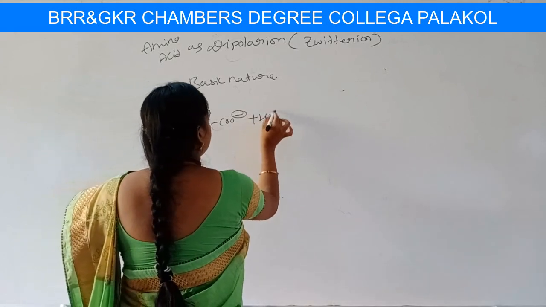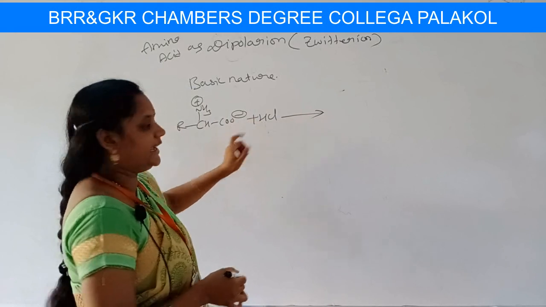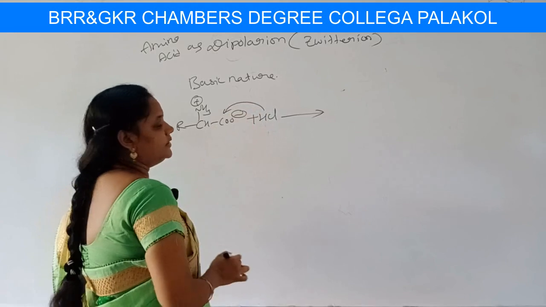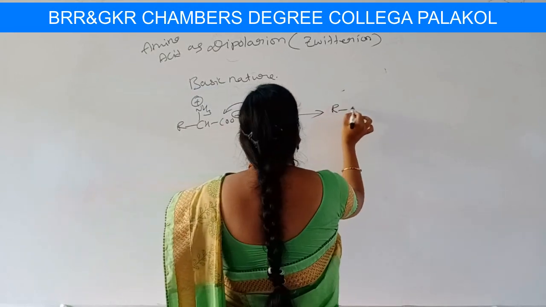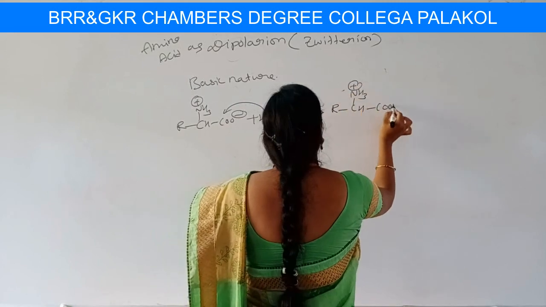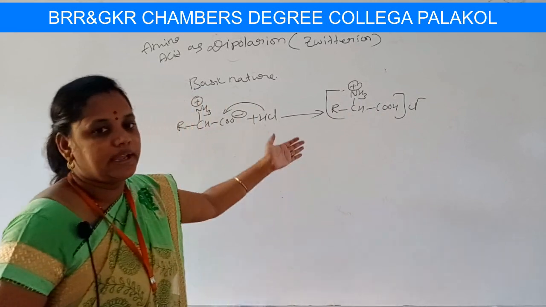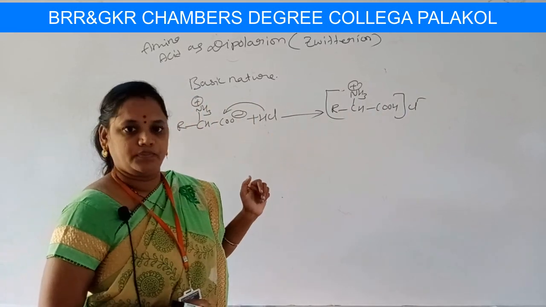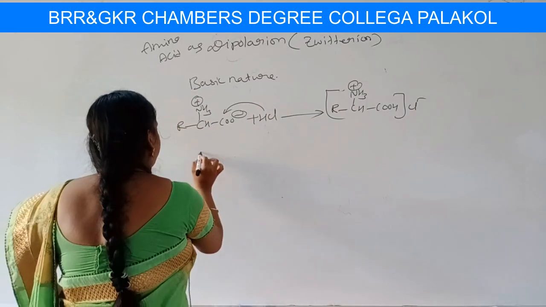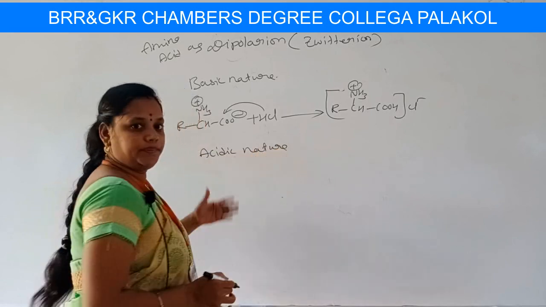If you add HCl, what happens students? The H proton will be taken up by COO minus. So you will get RCH NH3 plus and COOH, with chloride. We will get a product as a chloride salt. Okay, salt formation takes place. Next, acidic nature.